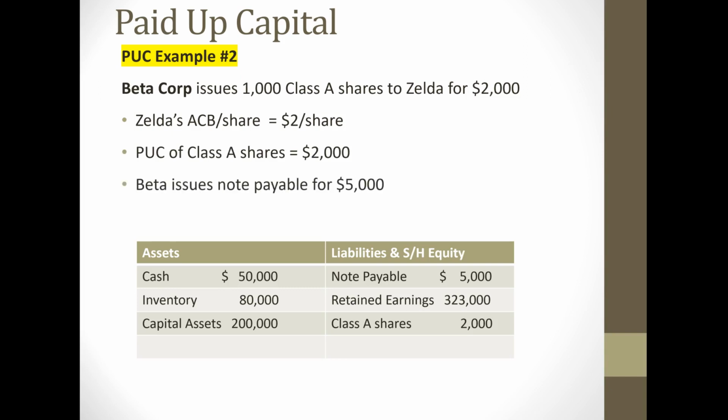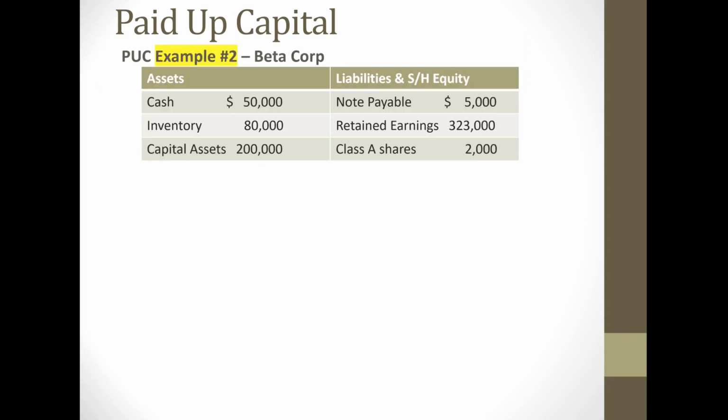Now, let's say Beta issues a notes payable for $5,000. And let's say 1 year later, this is what the balance sheet looks like. So the company Beta has cash, inventory, and capital assets. It has, on the liability side, a notes payable, and also under shareholders' equity, retained earnings and the Class A shares. Moving on to the next slide.